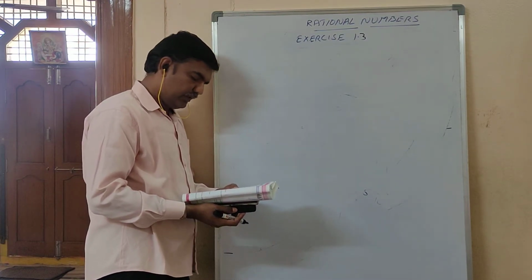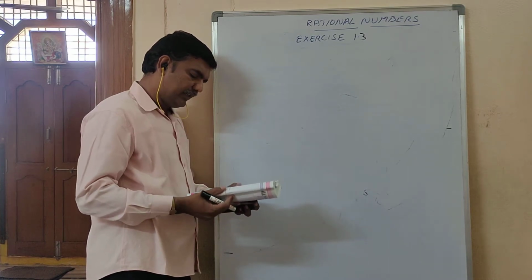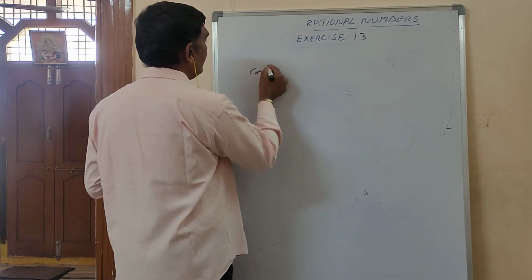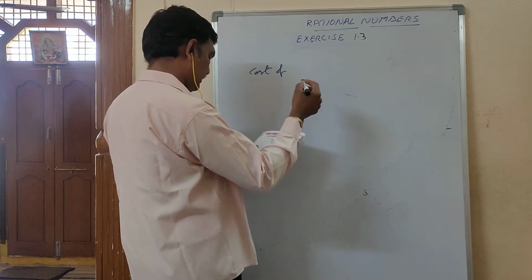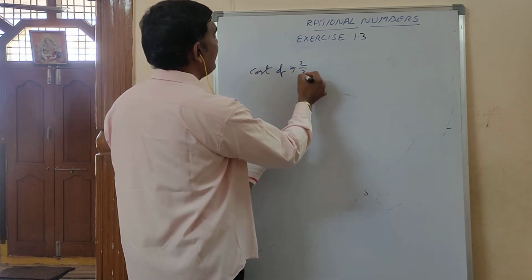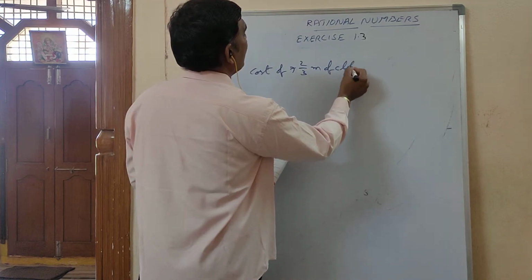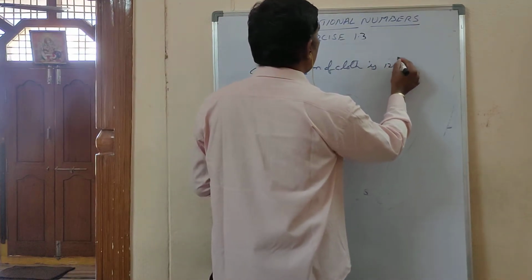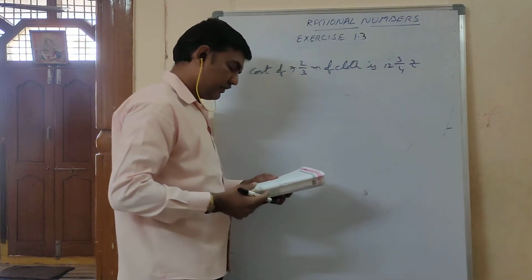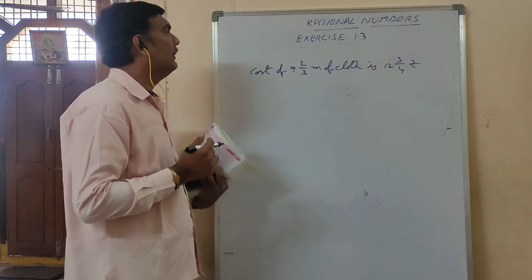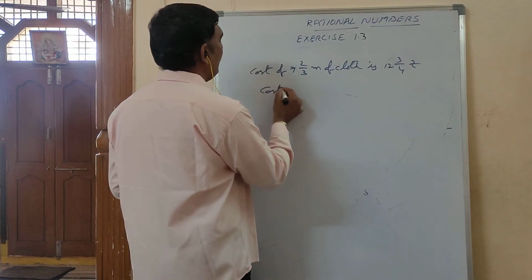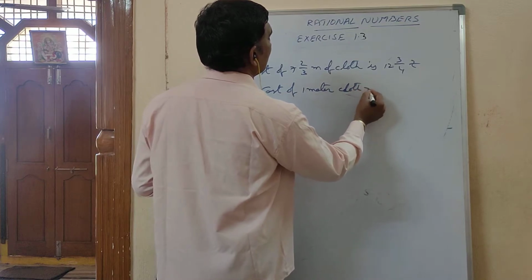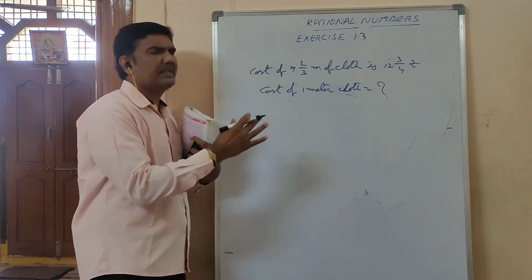The cost of 7 2/3 meters of cloth is 12 3/4 rupees. You see, the cost of 7 2/3 meters of cloth is 12 3/4 rupees. And what is he asking? Find the cost per meter. So the cost of 1 meter of cloth is how much? The question is very simple.